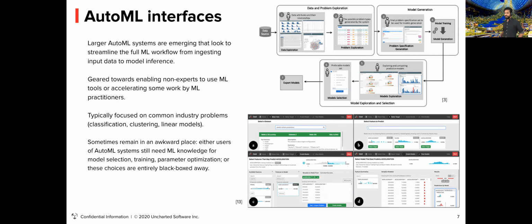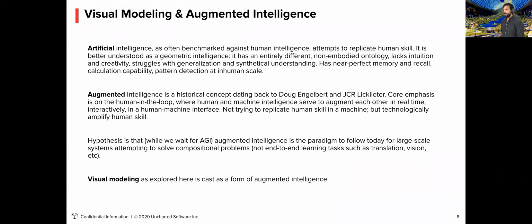But personally, I find these to be in a somewhat awkward place, because either you have users that require machine learning knowledge to set these parameters, or to do model selection, or to understand why a certain model isn't performing the way it's supposed to, or all of these choices are black boxed away, right? Using various forms of hyperparameter optimization behind the scenes, the users just click run model and they get outputs. And it's arguable how useful that is.